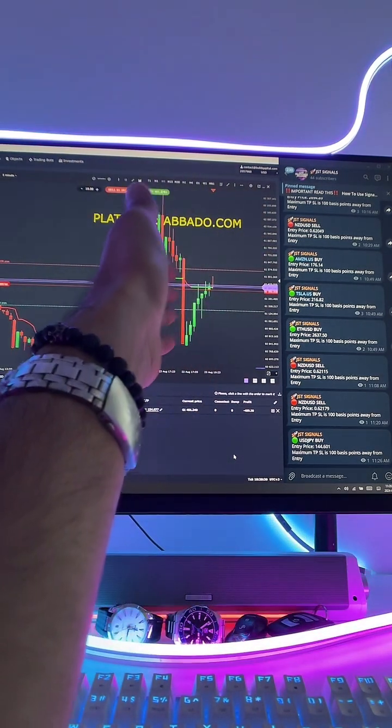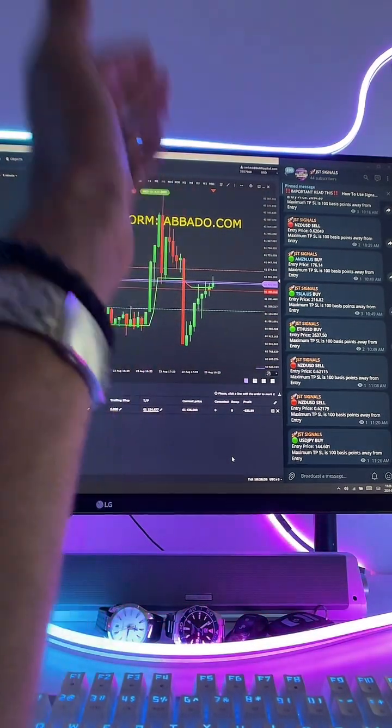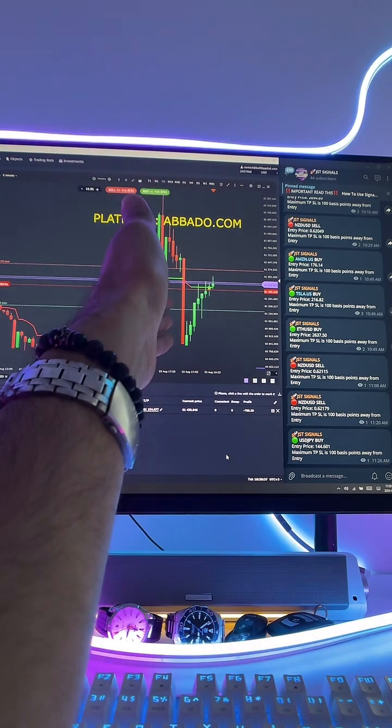Now here's the thing, my trading strategy, I've tested it over years and years of data. It gives me around a 60 to 65% accuracy.